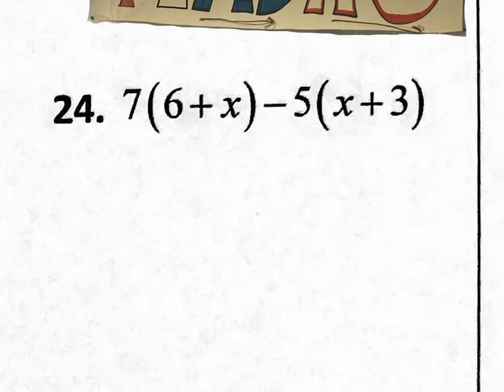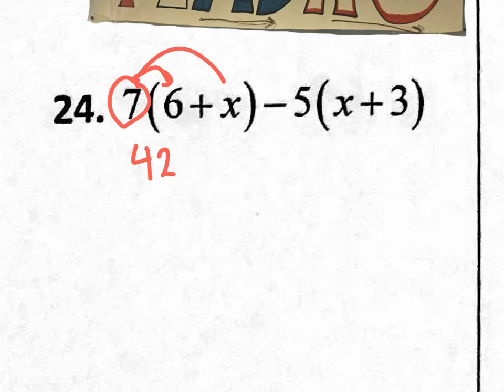24. There's 2 distributions that we need to do. We need to distribute the multiplication of 7. So what is 7 times 6? 42. Thank you for answering. Okay. And then 7 times x? 7x. And that would be positive 7x. Okay. Why? Because a positive 7 times a positive x is going to be positive 7x.